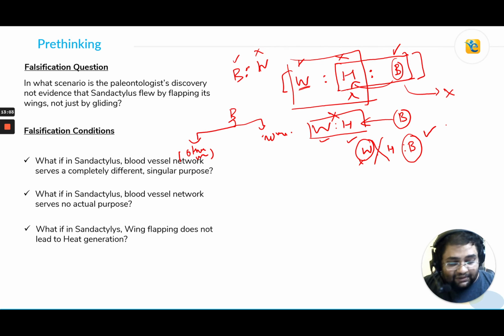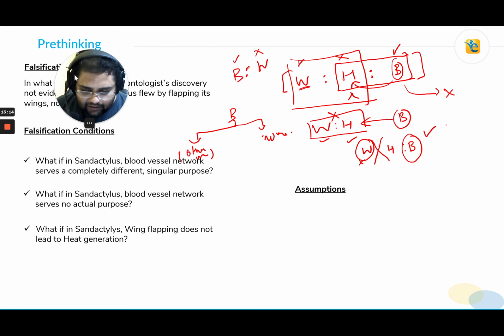What I want you to observe is how, by thinking logically, if you can visualize it, you can actually arrive at multiple very, very logical situations. Now, what are the underlying assumptions here? You get those by negating your falsification conditions.